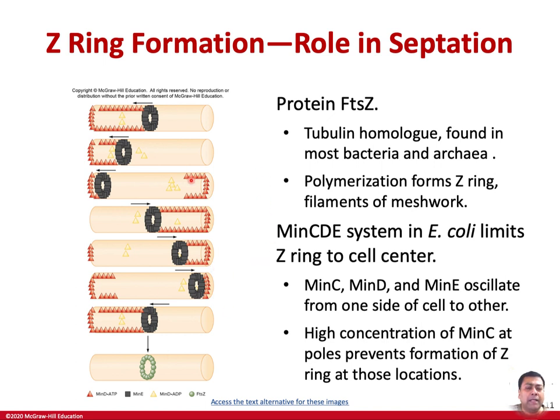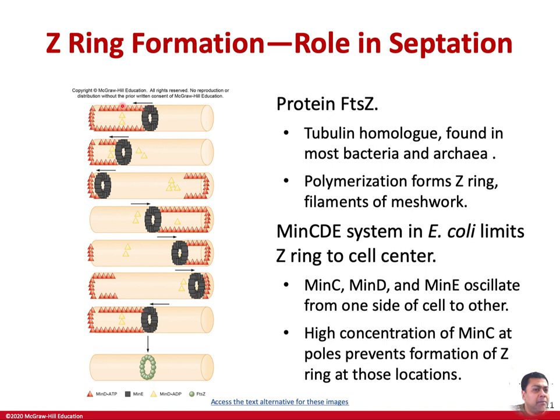Now, in E. coli, there are several proteins called the Min CDE system. The proteins are MinC, MinD, and MinE. These actually limit Z ring formation inside the cell. Now, why and how does it do that? These MinC, MinD, and MinE proteins oscillate towards the ends of the poles of the cell. So, for example, it is shown that this protein is being polymerized in one cell, and that prevents the formation of the Z ring in the center.